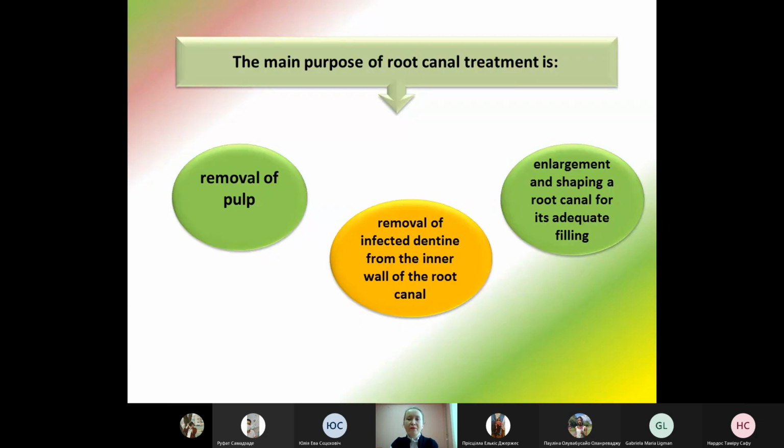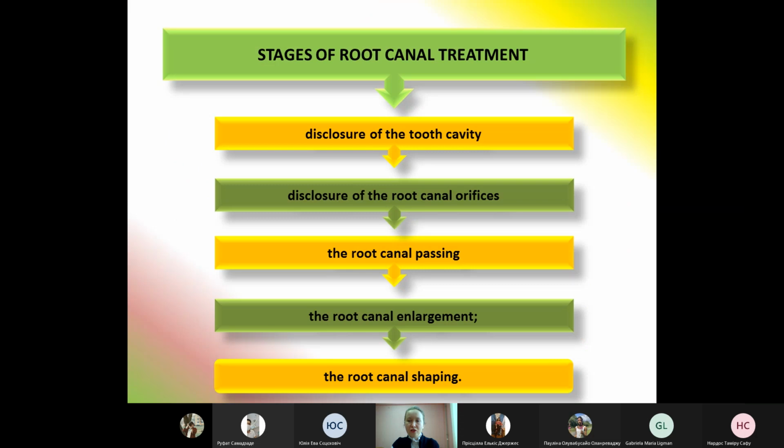So we have such main purposes of root canal treatment: removal of pulp, removal of infected dentine from the inner wall of the root canal, and enlargement and shaping of the root canal for its adequate filling. Stages of root canal treatment are as follows: disclosure of the tooth cavity, disclosure of the root canal orifices, the root canal passing, the root canal enlargement, the root canal shaping.